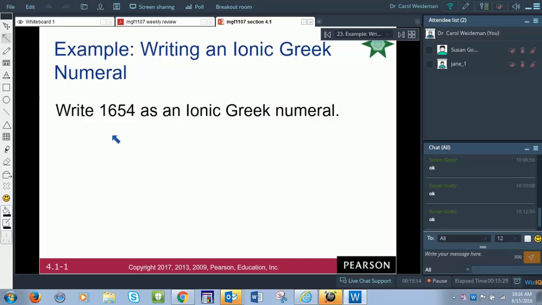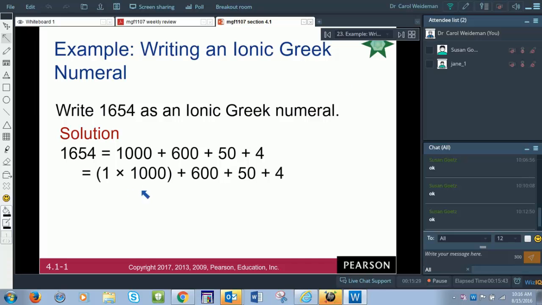Okay, and let's go the other way. Let's go from our system back to the Greek system. So 1654. Again, you want to write this out expanded. So it's 1,000 plus 600 plus 50 plus 4.